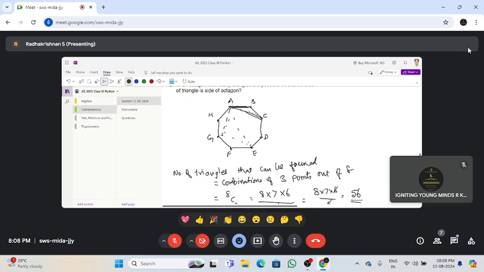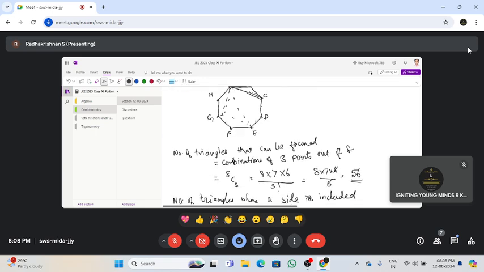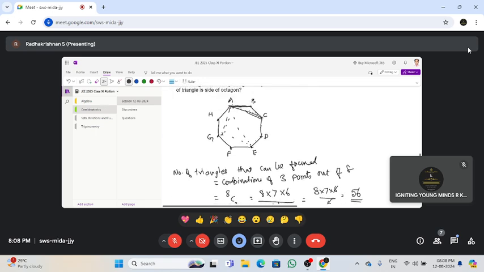But a triangle like ABD will not be counted 2 times because that has got only one side. ABD will be counted only once. But triangles having sides like AB and BC, BC and CD, CD and DE, they have been counted twice. So how many such triangles are there that we have counted 2 times? It's easy to count, right?